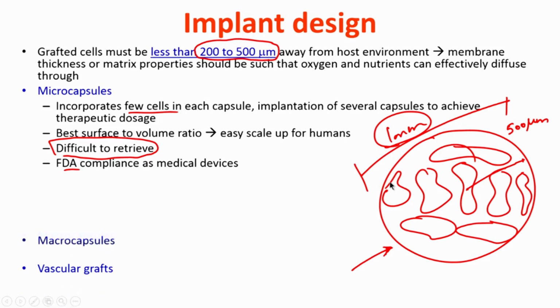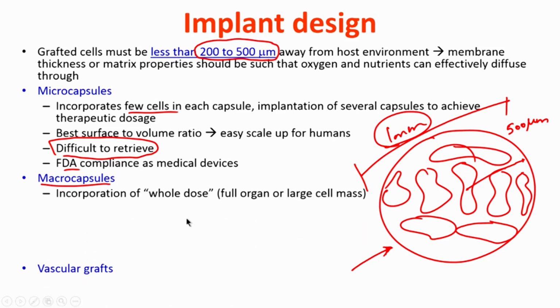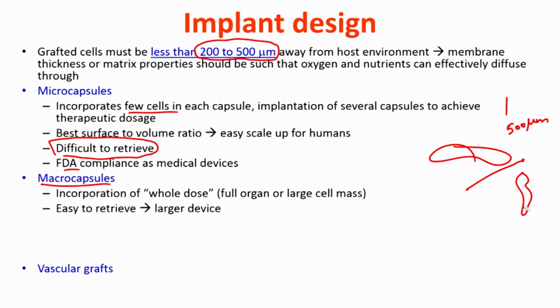And then you can have vascular grafts and microcapsules or macrocapsules in this case. So, macrocapsules will incorporate the whole dose. So, basically talking about a full organ or a large cell mass to be implanted. It is easy to retrieve because it is a big device, it is not going to go anywhere. So, it will remain in the body.